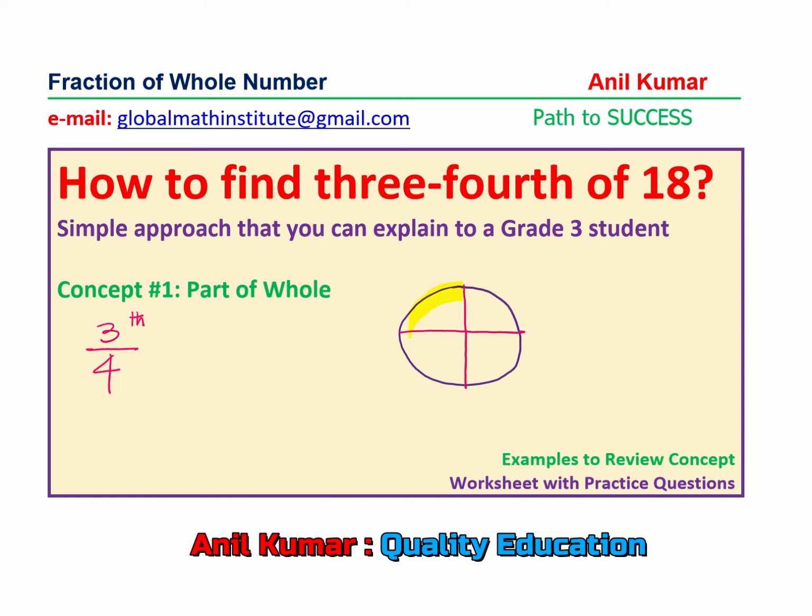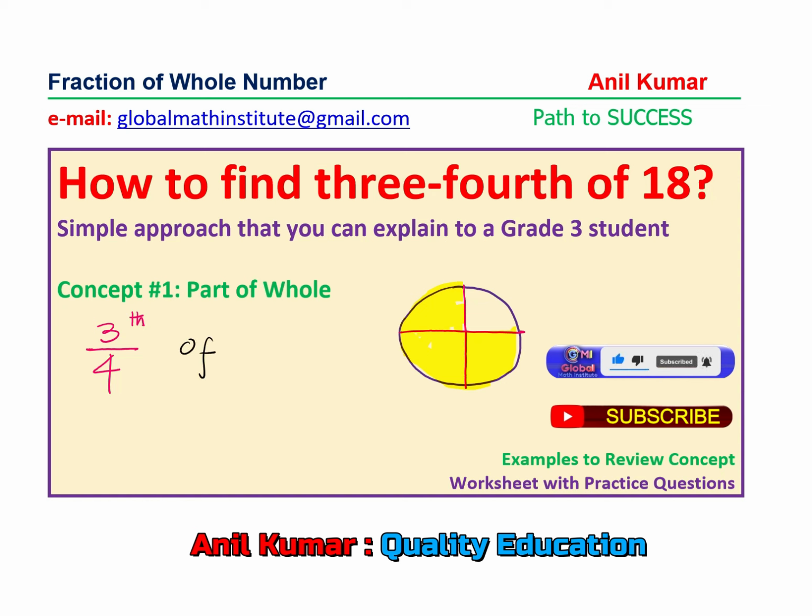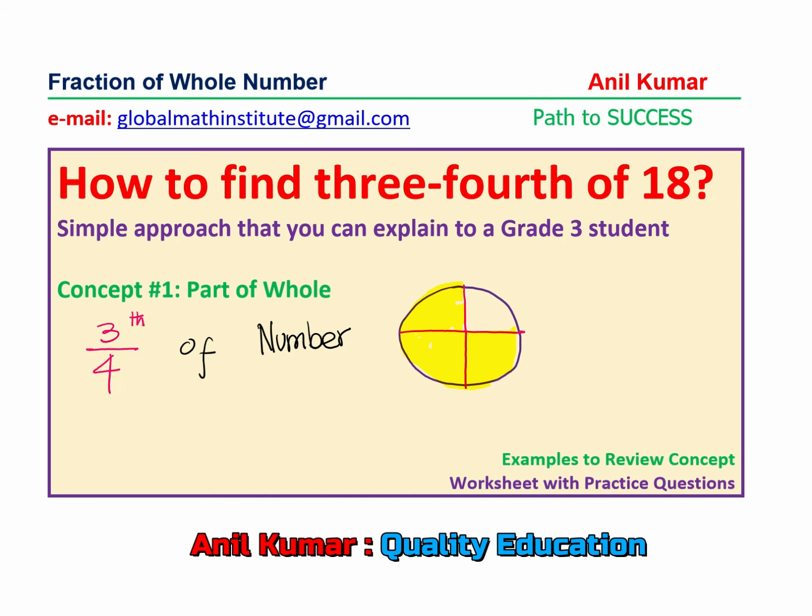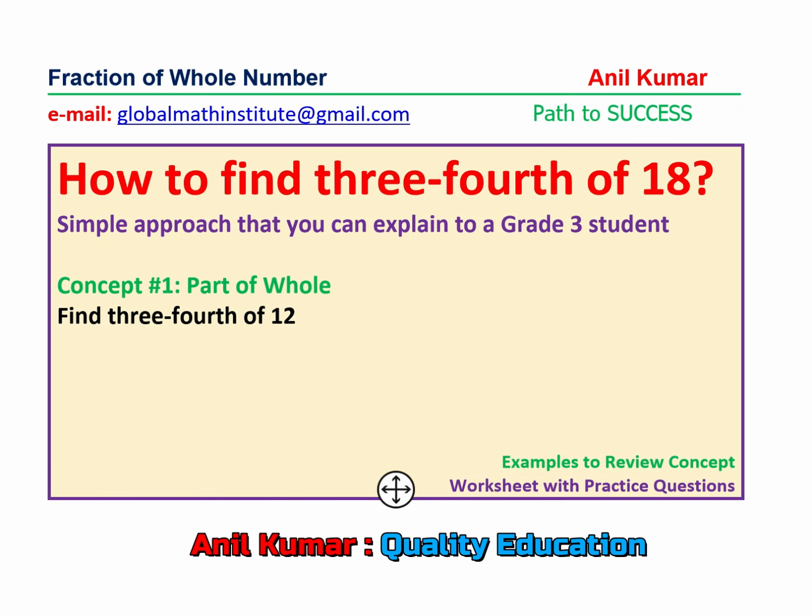That's the whole idea, right? So let's select 3 of them. So we have selected 3 of them. That is what the concept is. Simple and understandable. 3/4 means divide the whole into 4 equal parts and take 3 of them. So that becomes 3/4 of a number, right? Makes sense, right? Okay, great. So let's take a specific example with this concept, part of a whole.